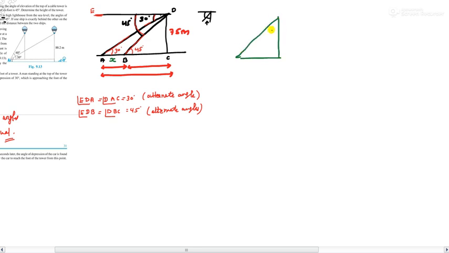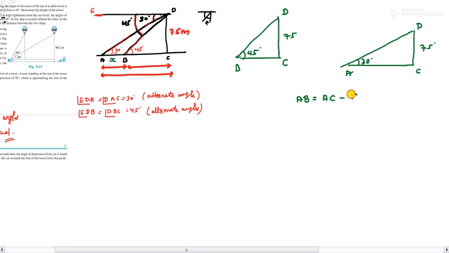So here it's D, C, B, and another one is D, C, A. So from A it is 30 degrees, from B it is 45. DC is 75 in both the cases. And we need to find AB. So what can be AB from the figure? It can be written as AC minus BC, correct? So we'll get AC from this figure and BC from this figure. Got it?